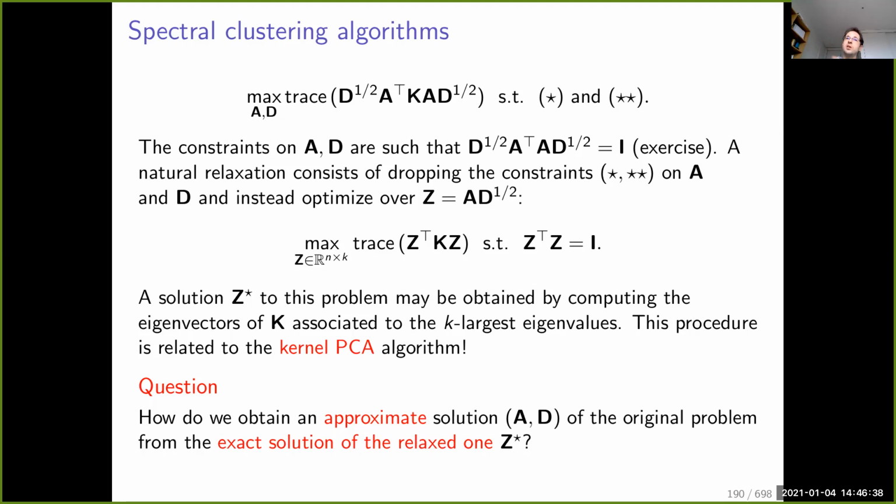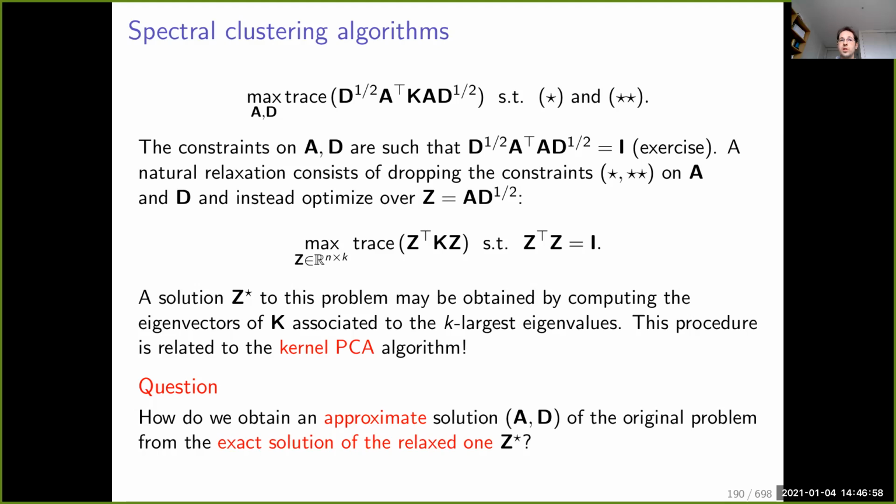So what we show here is that kernel PCA is related to a relaxation of the kernel k-means objective, which is a clustering objective. And this is interesting because it shows that there is also a relation between PCA and the clustering problem.